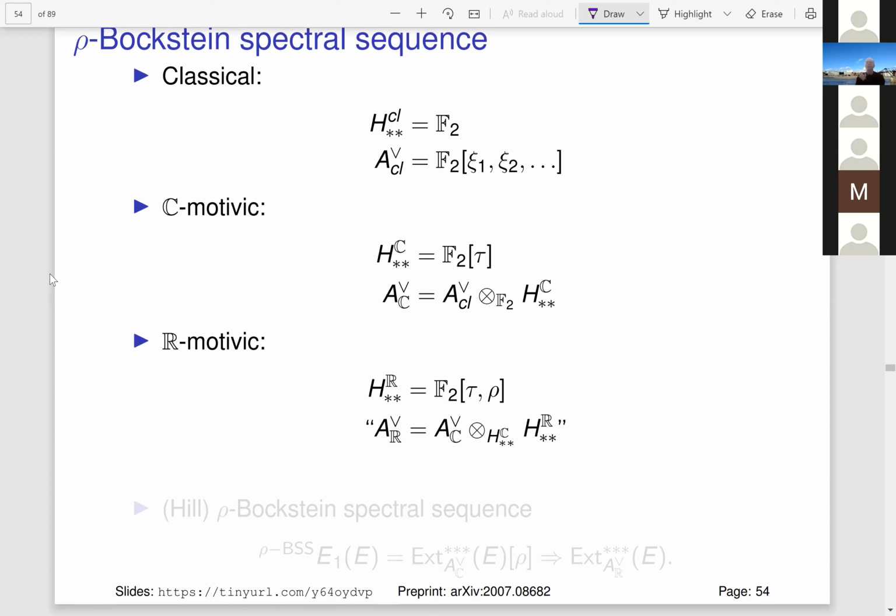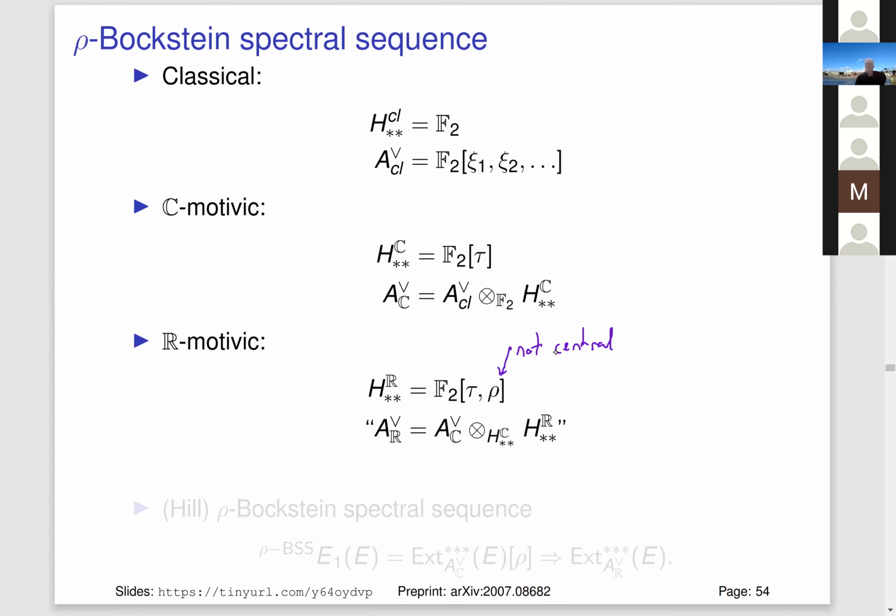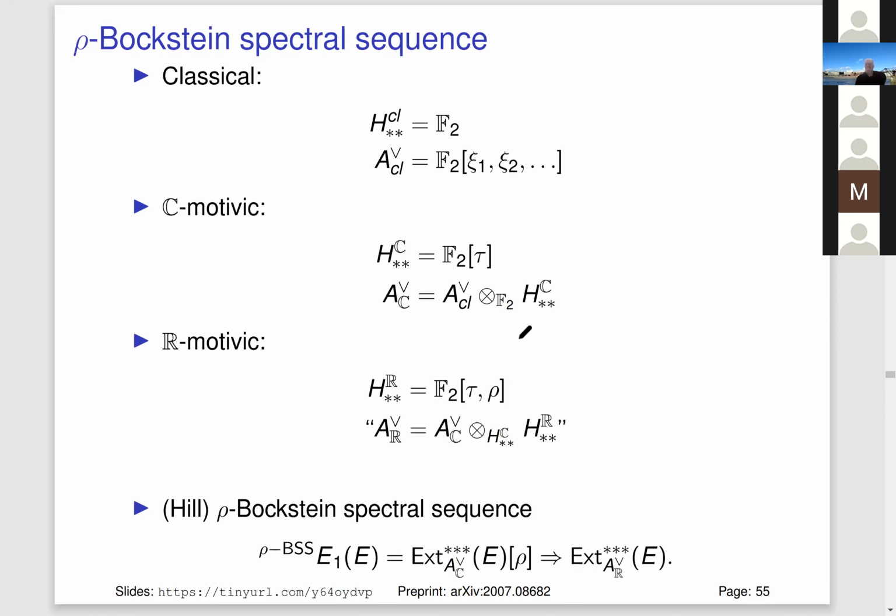In contrast, in the R-motivic setting, we again just have to add one more polynomial generator called rho, but now I've put some scare quotes. So morally speaking, the dual R-motivic Steenrod algebra is again just like the complex one, but base changed up to this larger ground ring. But the problem is that now rho is not central. So instead of working with a Hopf algebra, we have to work with a Hopf algebroid in the R-motivic setting. And that sounds hard. So Hill had this great idea to study what's called the Rho-Bockstein spectral sequence.